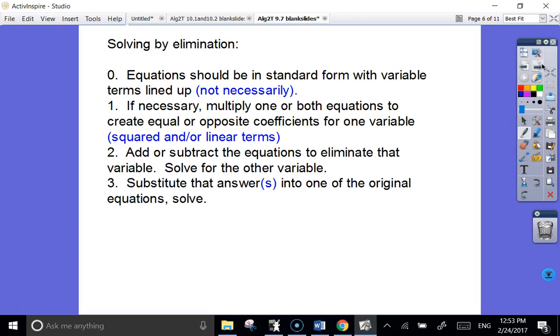And now if you've got squared terms involved, you might be making squared terms cancel. And again, you might get more than one answer. Good. Okay.